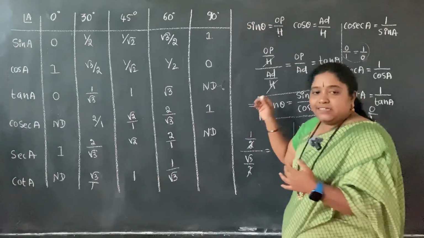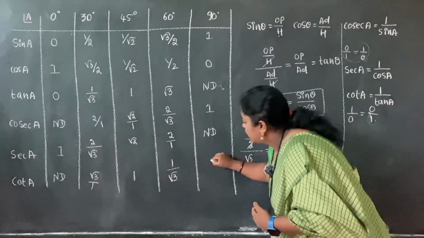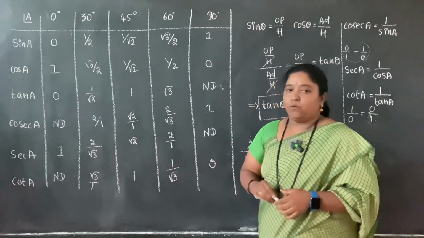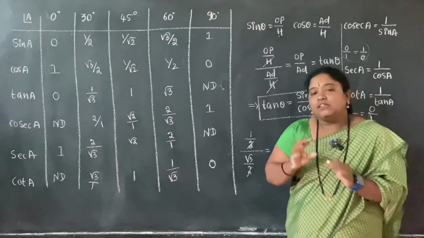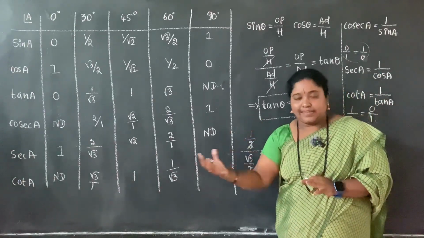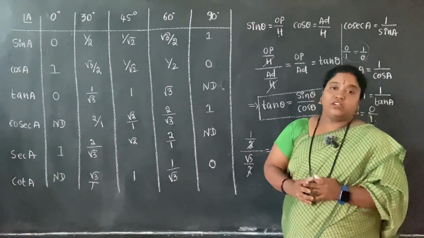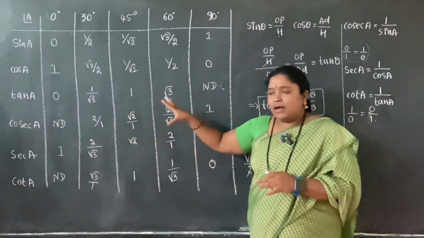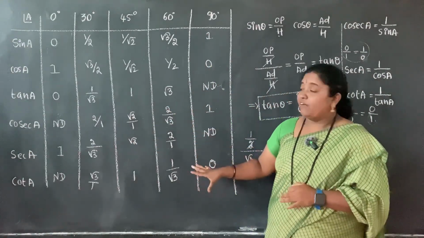So I write here anything, 0 by anything would give me 0. So cot 90 is equal to how much? 0. So to solve all the questions related to exercise 2 or the next part of the trigonometry, it is very necessary that you understand the values, by heart the values.